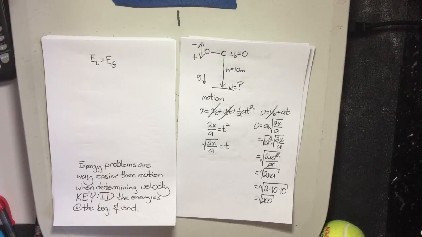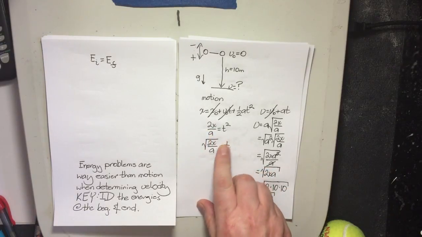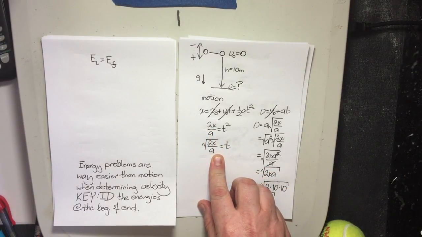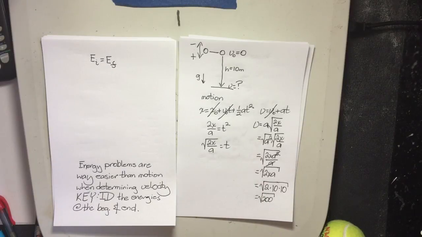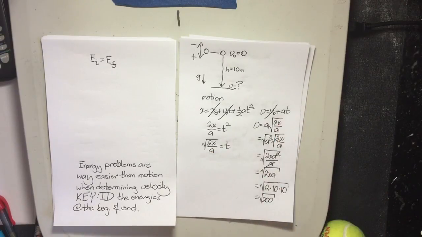At the beginning of the motion, yes? Why did you get 2x over a on the position? I solved for t over here. So that just went into there. It was a substitution. Okay.